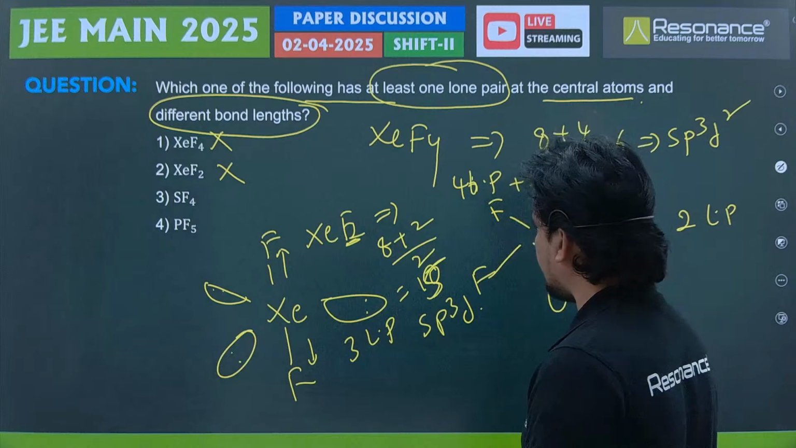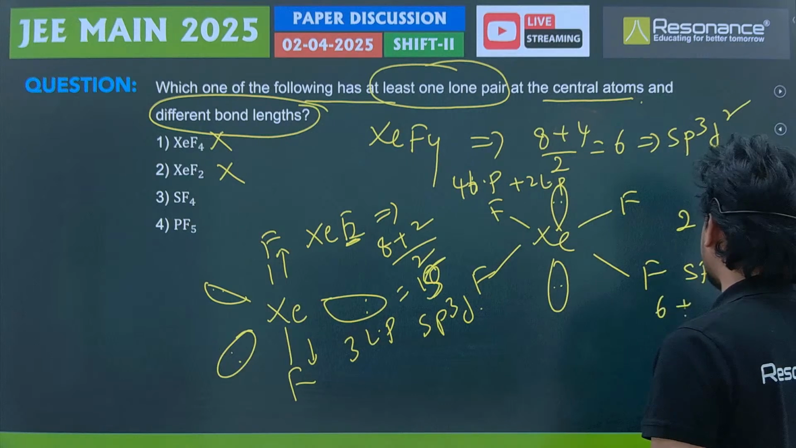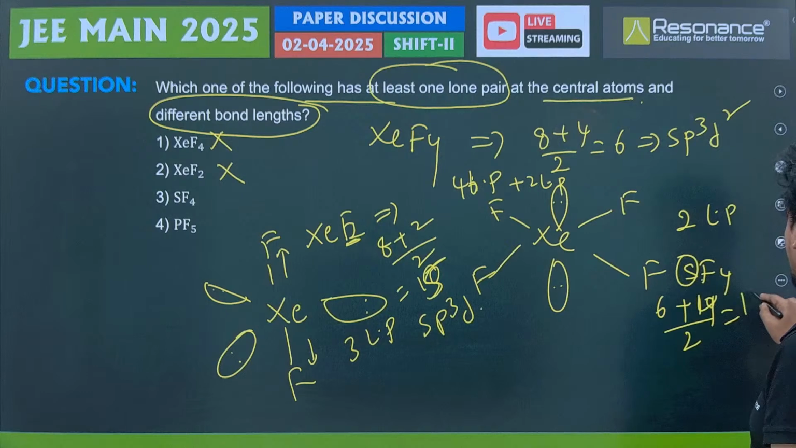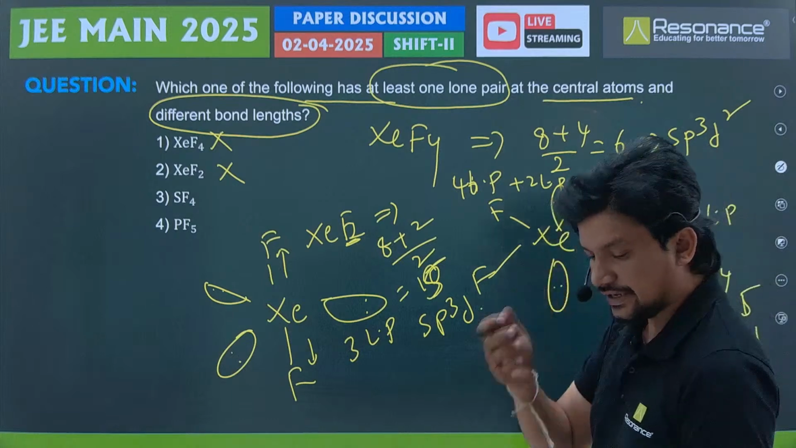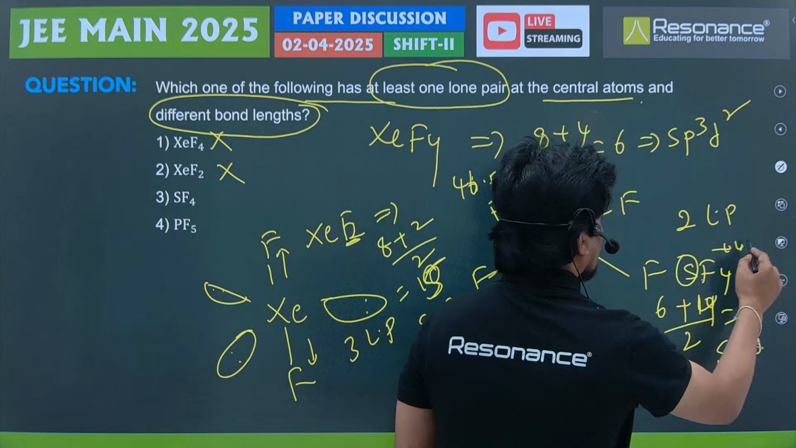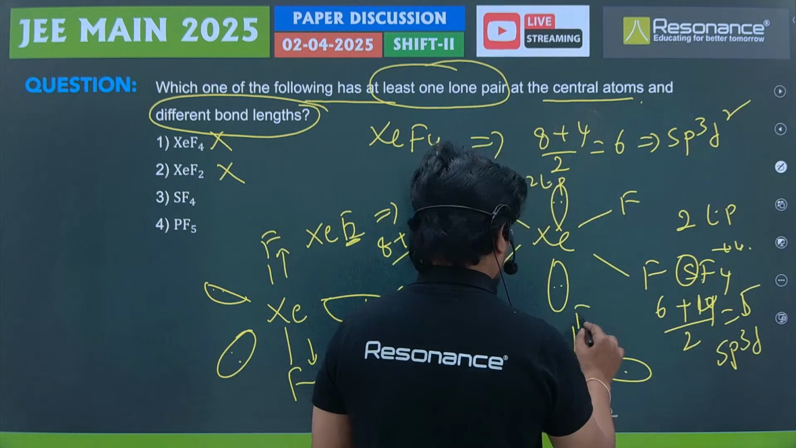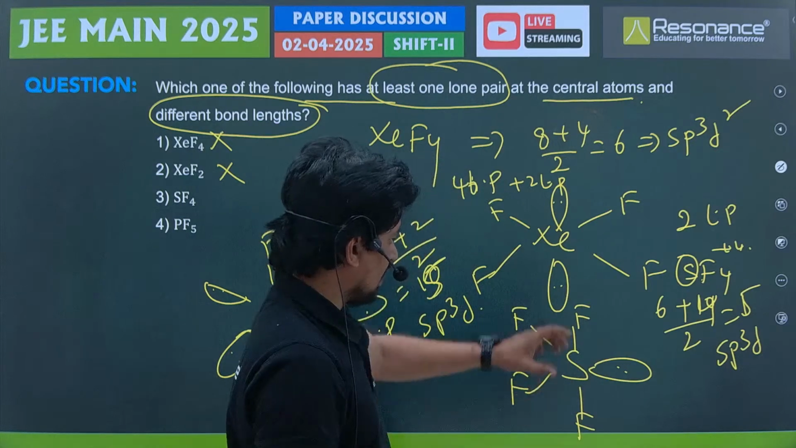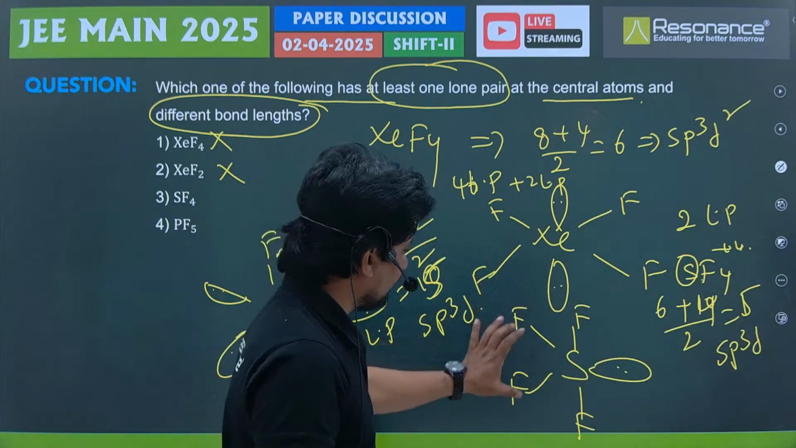Okay, let us go for the next option. SF4. 6 plus 4 by 2 is 5. What is the hybridization? sp3d. Then it has a seesaw structure because 4 bond pairs are there, 1 lone pair is there. See, here we have axial, here we have equatorial. Axial bonds are there, equatorial bonds are there.